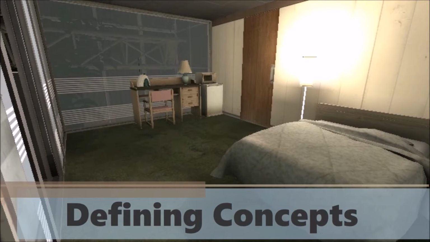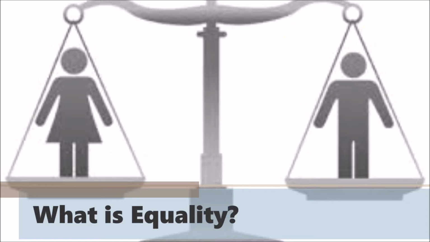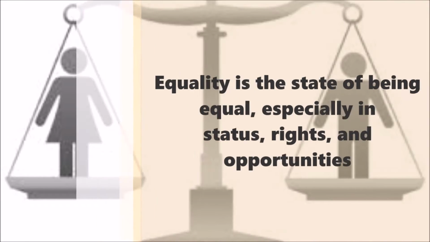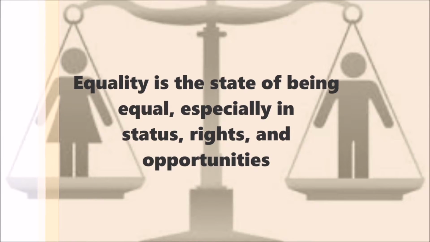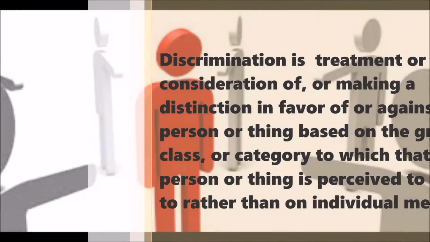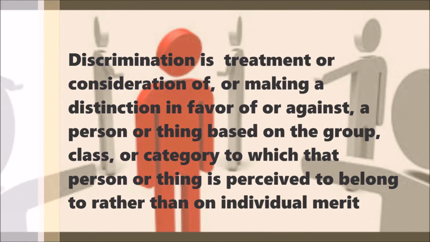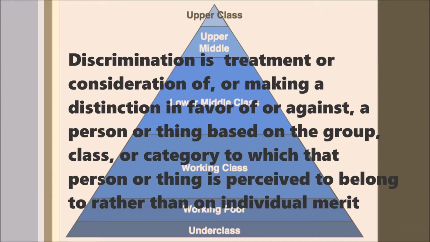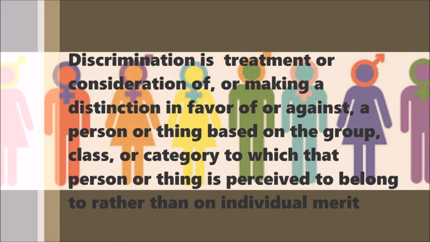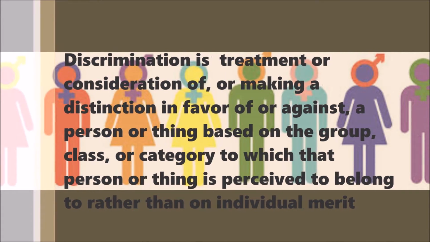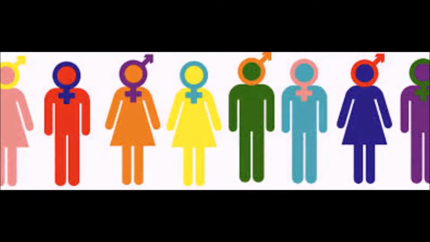So let's define these concepts. What is equality? Equality is a state of being equal, especially in status, rights, and opportunities. Now, discrimination, on the other hand, is treatment or consideration of, or making a distinction in favor of or against a person or thing based on the group, class, or category to which that person or thing is perceived to belong to, rather than on individual merit.